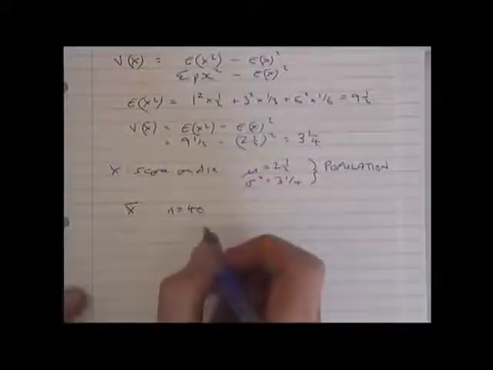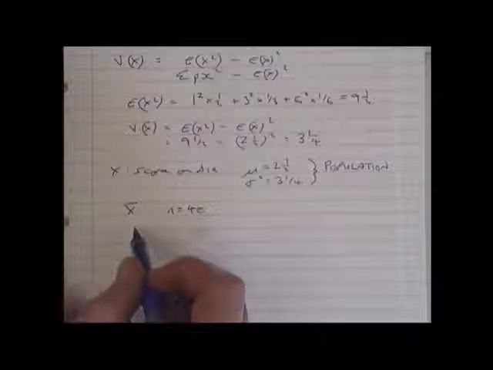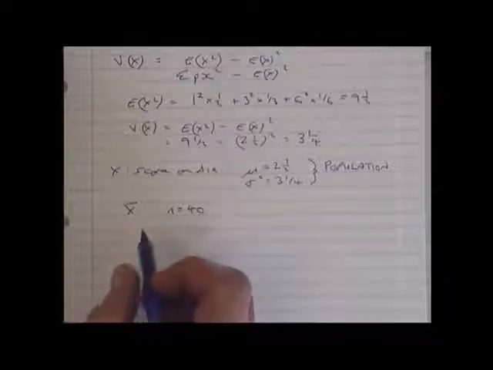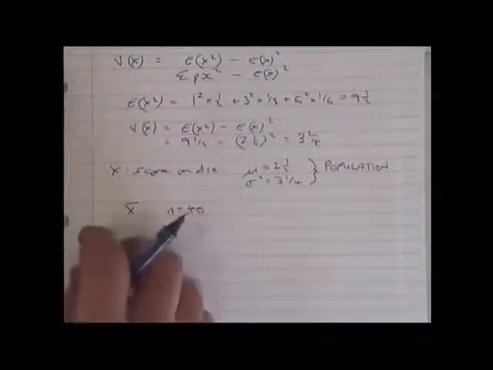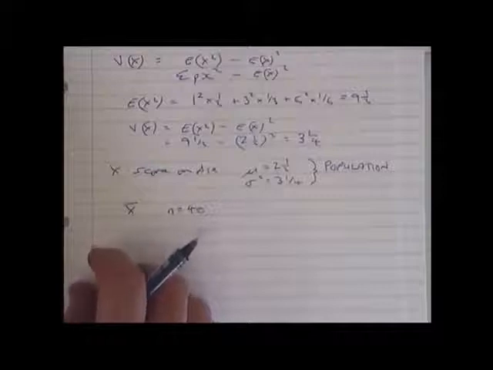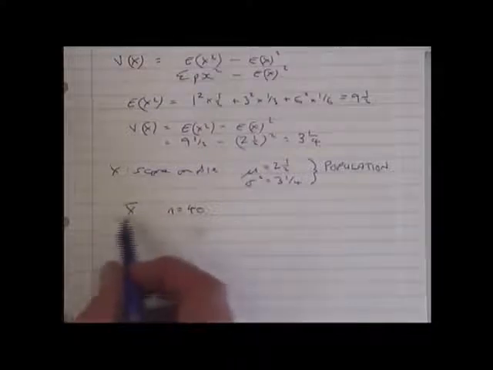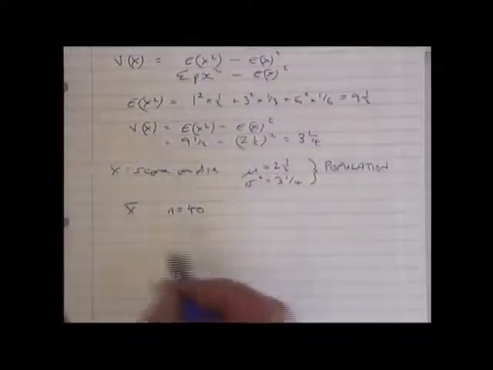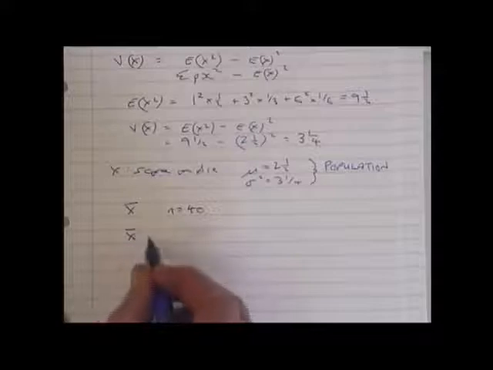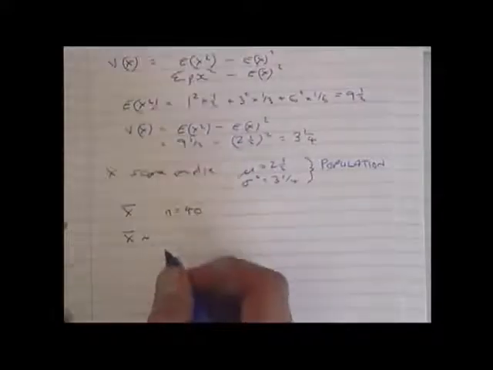So we're going to roll this dice 40 times, and we are going to look at the mean of those 40 scores. Got that? Rolling it 40 times, looking at the mean of those 40 scores. That is what X bar is. It's the sample mean, the mean of the samples. What can you tell me about how X bar is distributed?